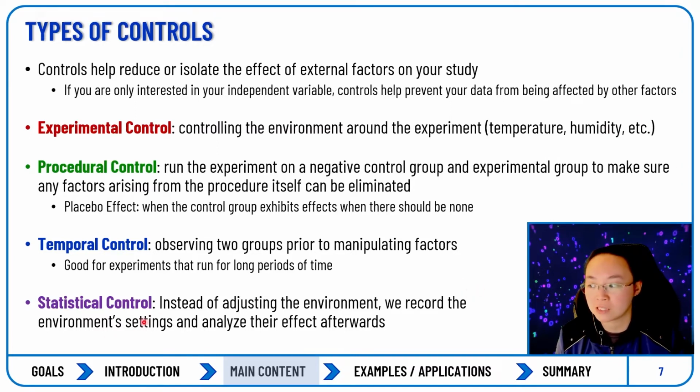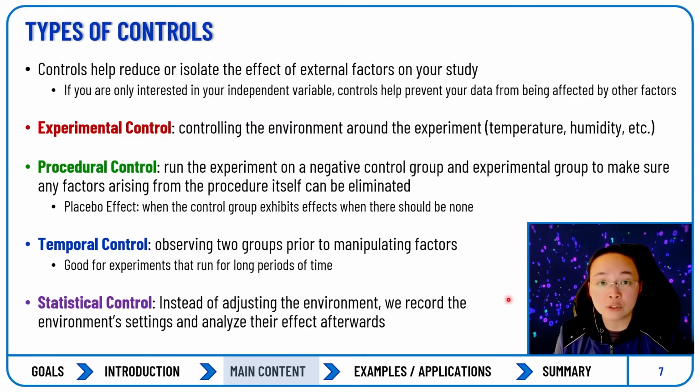So we usually use statistical control. In that case, instead of adjusting the environment, we can record the environment settings and make sure that we do the experiment in similar settings, or analyze the effect of those settings afterwards, just so that we see whether it can be factored out from our final data set. So these two, the first and the last one, kind of go well together.